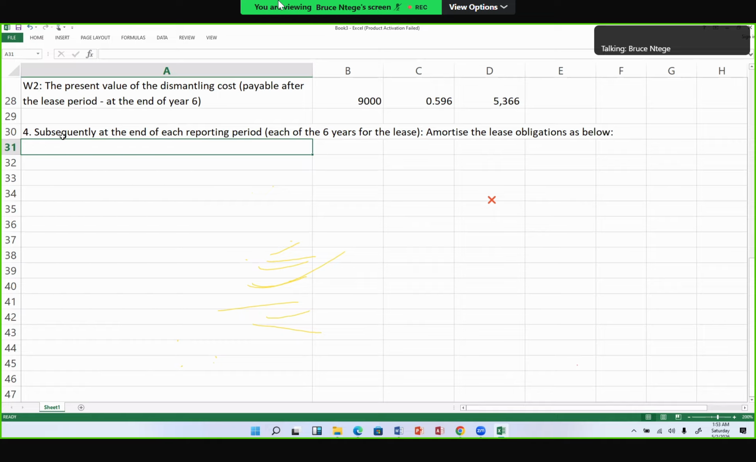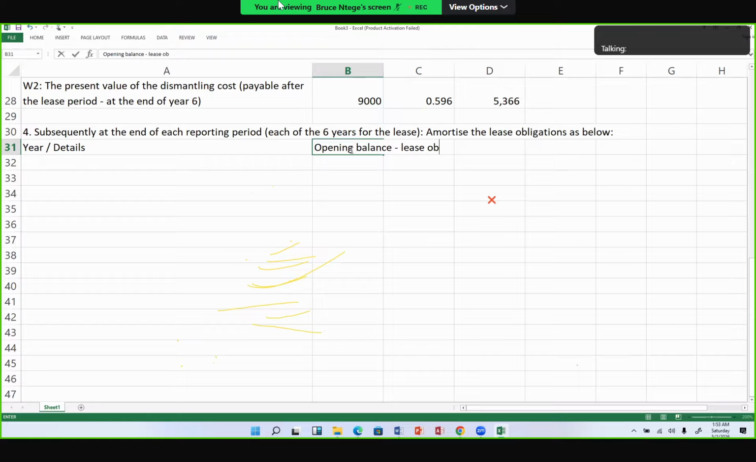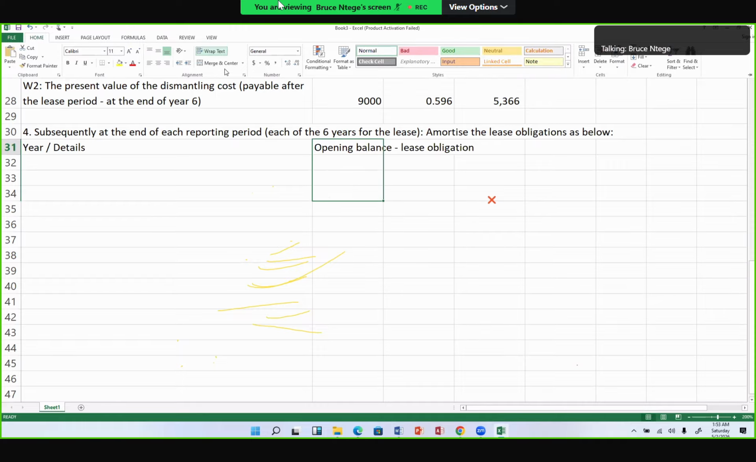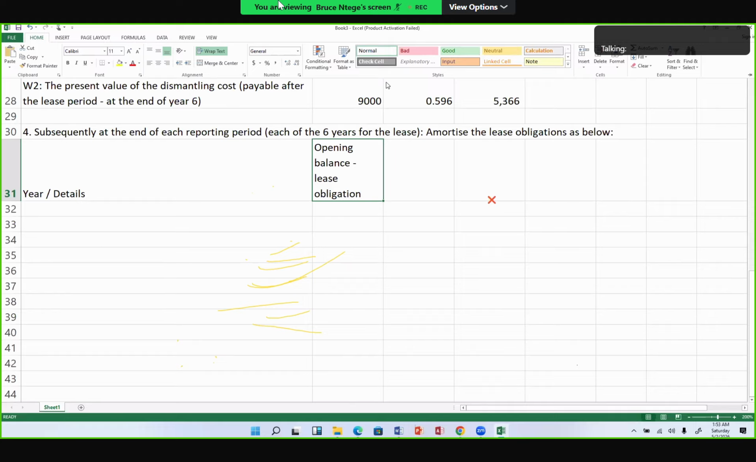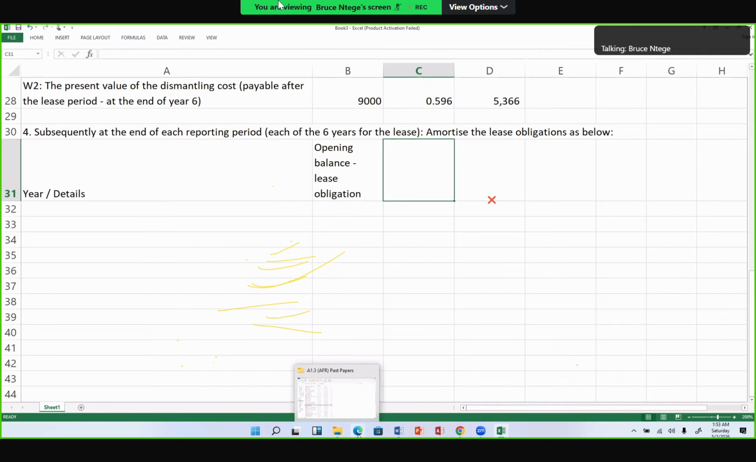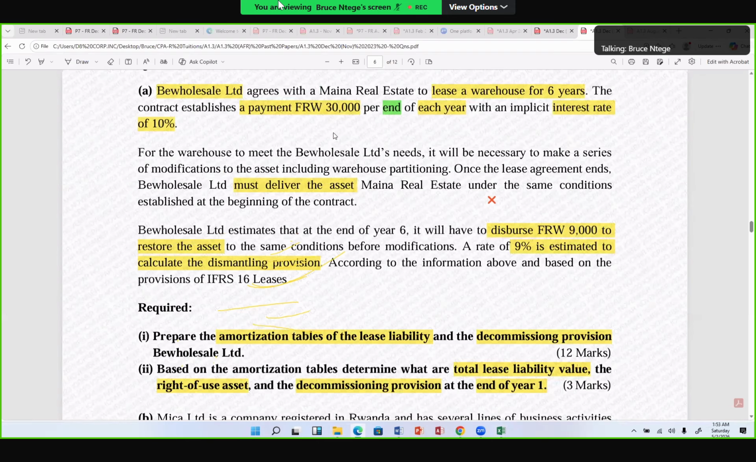I'll have a column for the year, and this time the opening balance of the lease obligation. So every year start, what is that figure that will be in there? Then I'll check how they are paying rent. From the information, they are paying rent at the end of the year. If they're paying rent at the end of the year, then I first bring in the finance cost, because when I compute interest, it should be before I adjust.